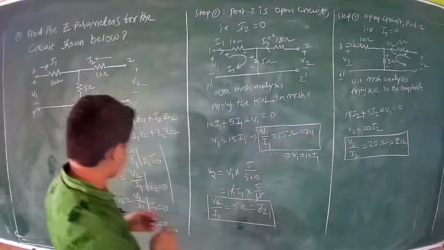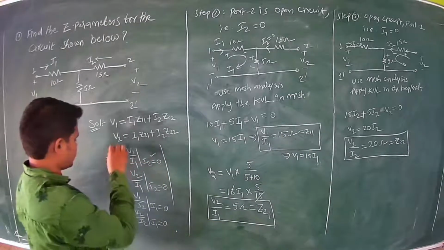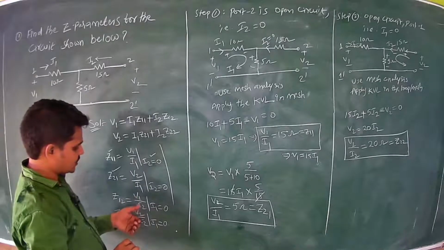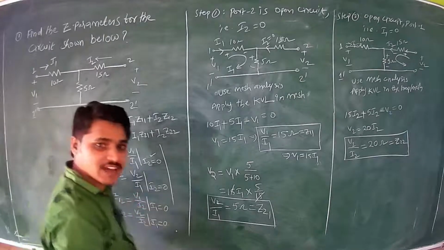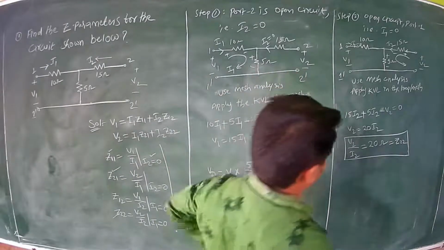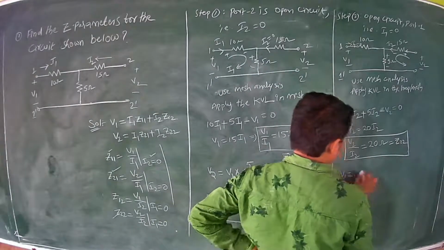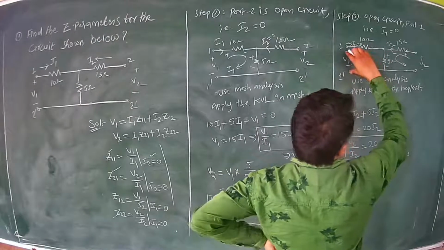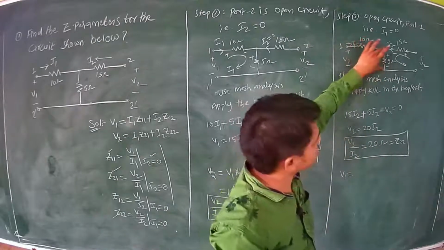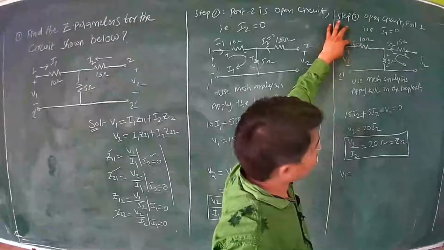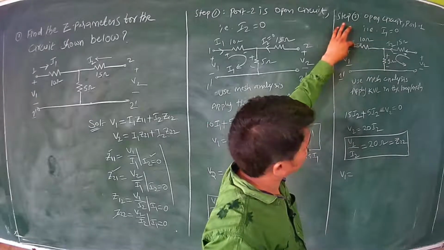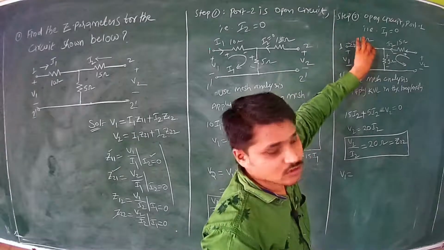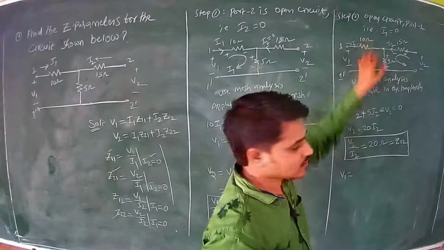Now this is completed: Z11, Z21, Z22. Next Z12 remains. So V1 by I2. That means you have to find out the voltage at port 1. This V1 is nothing but the voltage across this 5 ohm resistor, because the current flowing through this resistor is 0, so there is no voltage drop in this 10 ohm resistor. So this 10 ohm resistor is redundant.